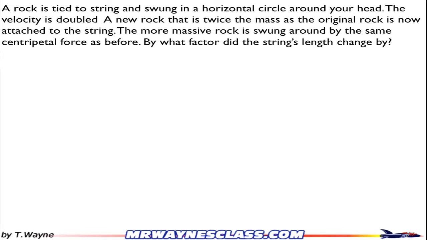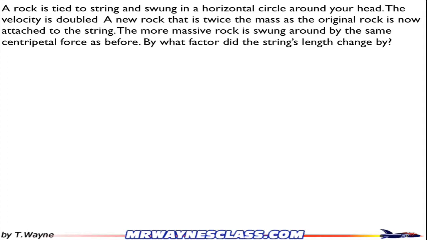This is the video solution to one of the example problems involving uniform circular motion and solving them using ratios. A rock is tied to a string and swung in a horizontal circle around your head. The velocity is doubled. The new rock is twice the mass of the original rock and is now attached to the string. The more massive rock is swung around by the same centripetal force as before. By what factor did the string's length change by?